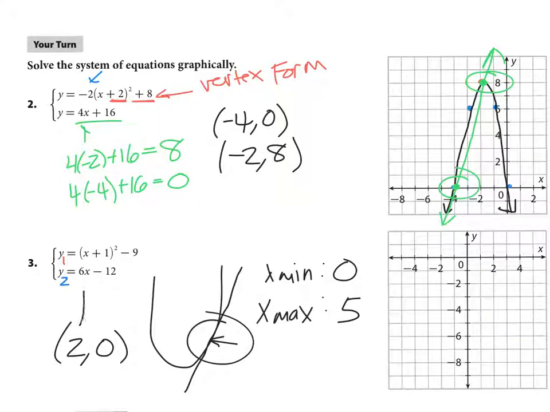Now, I'm going to check and make sure that works. So I'm going to plug 2 in. What's 2 times 6? 12. 12 minus 12 is 0. Do it for the other one. 2 plus 1 is 3. 3 squared is 9. 9 minus 9 is 0. So that works. So in this case, there's only one point of intersection, 2, 0.